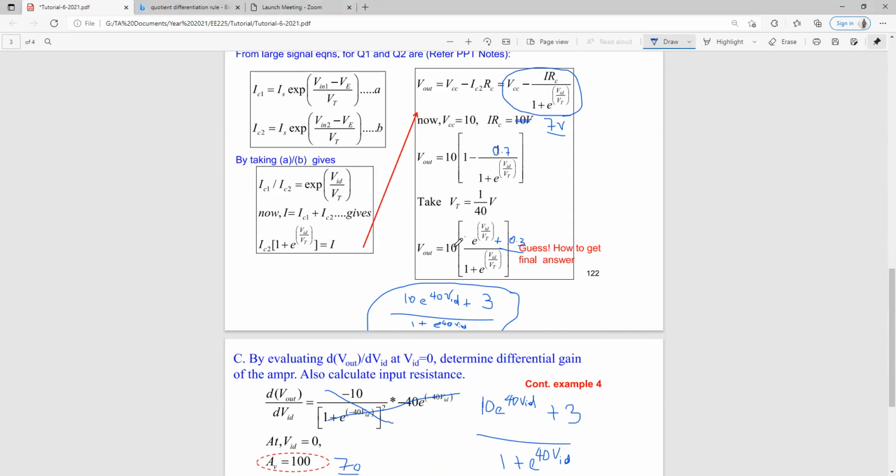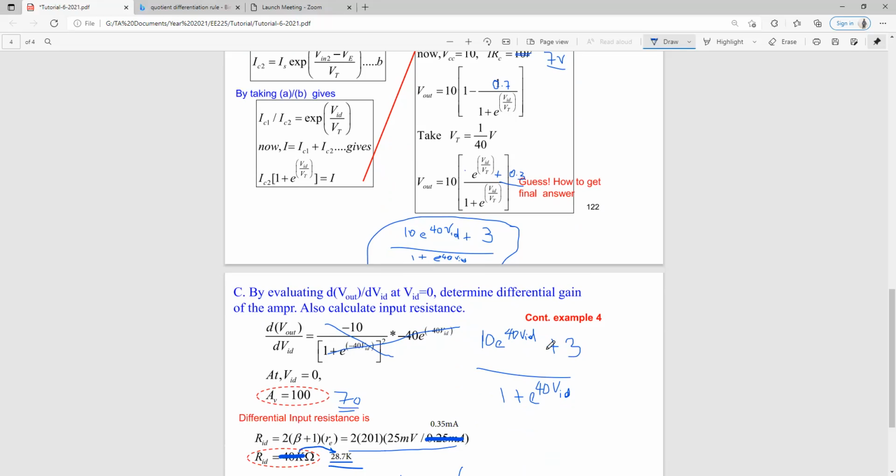And simplifying this particular formula, expanding this, so 10 times e to the power of 40 VID, and taking this 10 and multiplying with 0.3 is going to give us plus 3, right? Whole thing will be upon 1 plus e to the power VID upon VT. So this is the term that we get, right? Actually, this is the term. More clearly, this is the term, right? Okay.